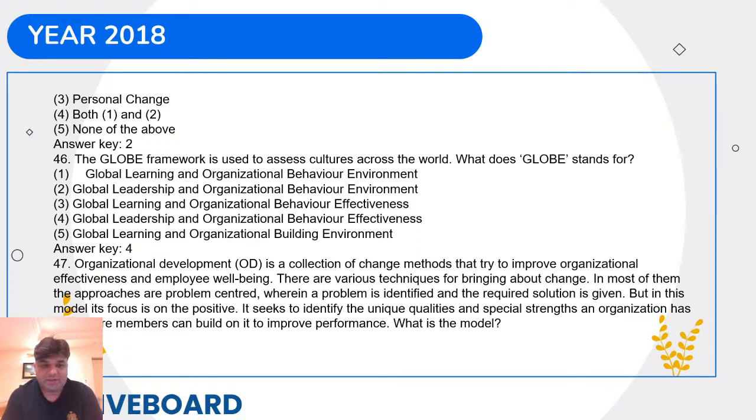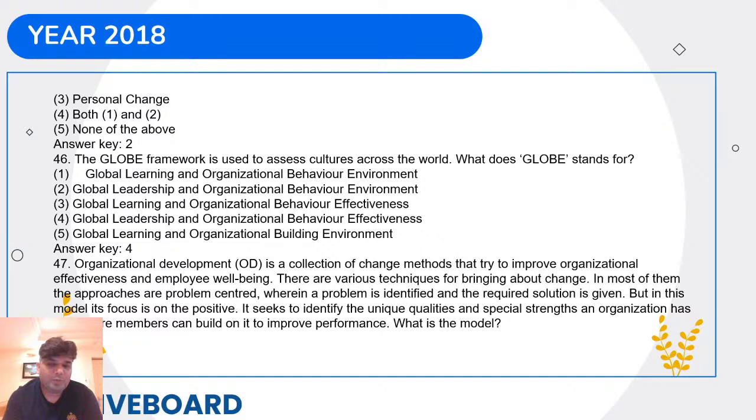So question number 47 is on your screen. Organizational development is a collection of change methods that try to improve organizational effectiveness and employee well-being. There are various techniques for bringing about change. In most of them, the approaches are problem-centered, wherein a problem is identified and the required solution is given. But in this model, its focus is on the positive. It seeks to identify the unique qualities and special strengths an organization has and where members can build on it to improve performance. What is the model?